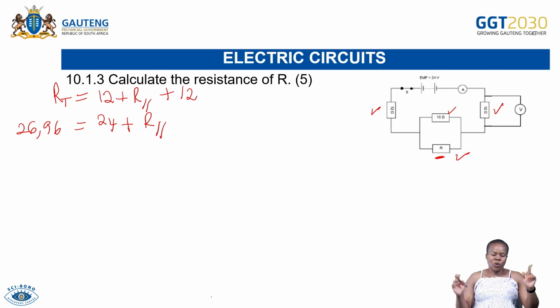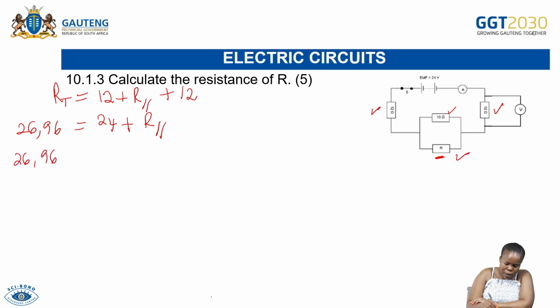Now let's transpose. So we're going to say 26,96 minus, because this one we bring it on this side. As it jumps the equal sign, we call it transposing, so we change the sign. So it's going to be negative 24 is equals to R parallel. So 26,96 minus 24, what is it giving us? It's giving us 2,96 is equals to R parallel.